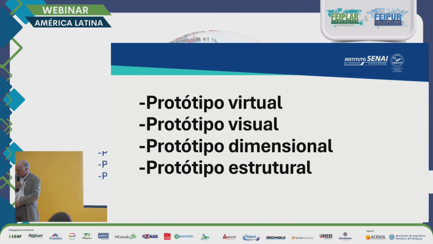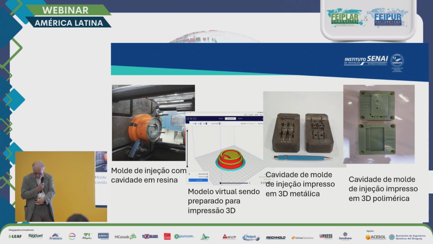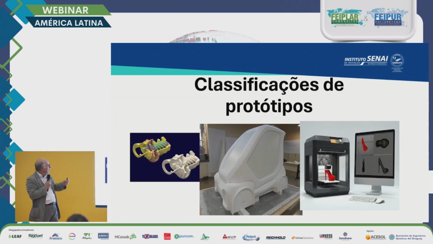And then thinking about classification. We talk about prototype classification. Why prototype classification? Why do I classify? Because I may have a prototype. Depending on the class, I have a differentiated mold. We're going to invest more or less on the mold, depending on the construction stage.